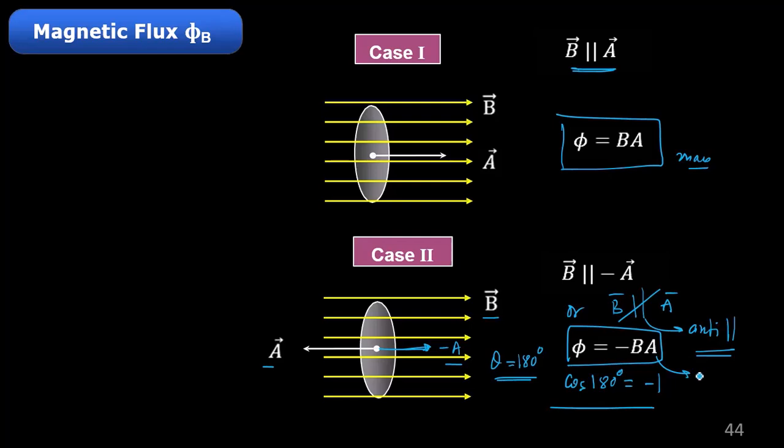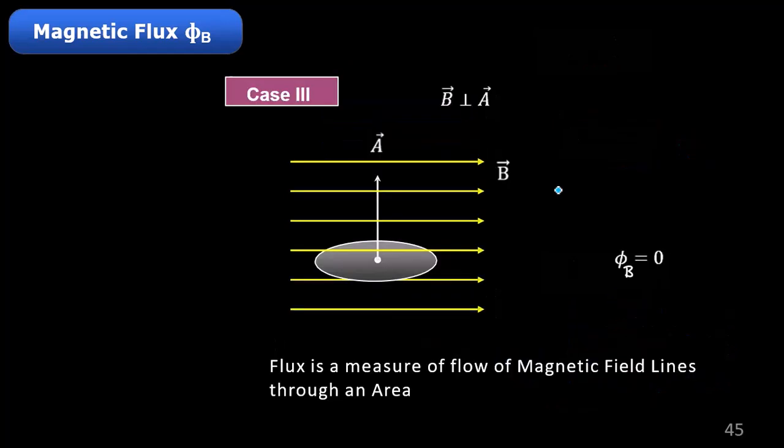So this is the minimum value of flux that I am getting, and this is the maximum. So the flux lies between BA and minus BA. I cannot get any value of flux which is more than BA, or any value of flux which is less than minus BA. That is not possible. So these are the extreme conditions: either I can get plus BA or I can get minus BA.